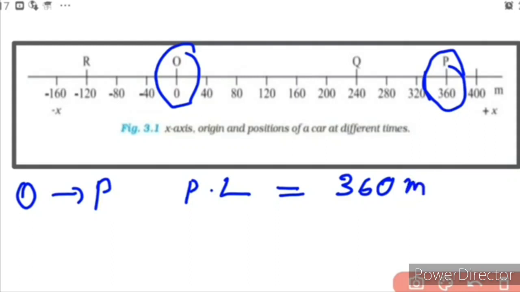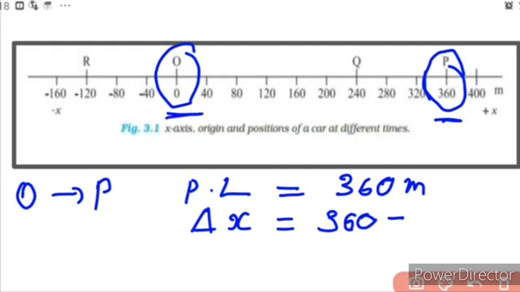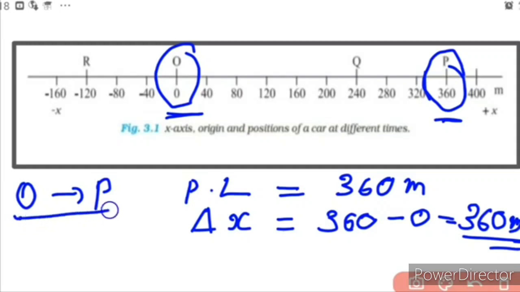is equal to 360 meter. Now, for the same motion from O to P, consider the displacement delta x. What is displacement? It is final position minus initial position. Final position is 360 meter, so 360 minus initial position, which is 0. So our displacement is 360 meter. Got it? So path length and displacement are the same in this case for the motion from O to P.